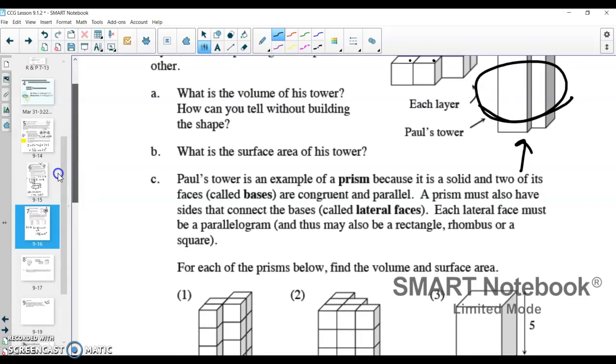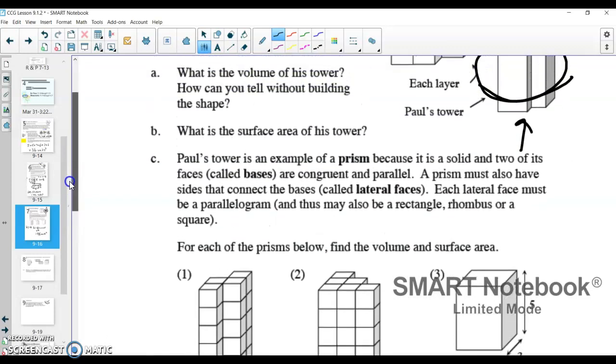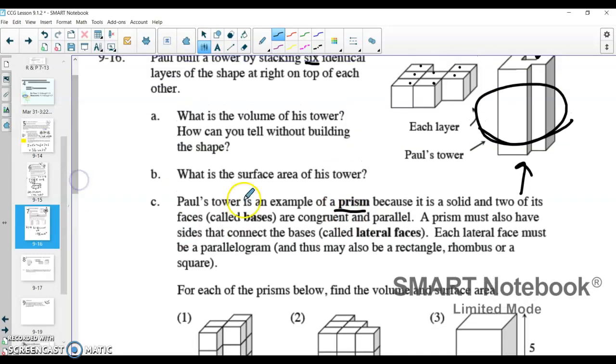And we're going to see that again in part C. When we do 1 and 2, we'll see kind of that same method again. Let's read the beginning of C though. Paul's tower is an example of a prism, so vocab word there, prism, because it is a solid and it has 2 faces that they call bases. So it has a top and a bottom.